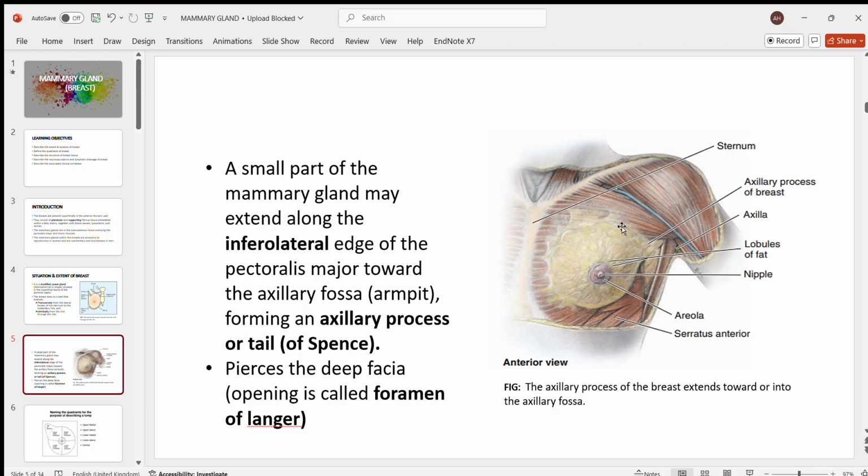The breast is divided into four quadrants. The upper outer quadrant of the breast gives a tail, which is called the axillary process of breast or the axillary tail of Spence. Here it is surrounded by the pectoral fascia, and in this area the axillary tail of Spence pierces the pectoral fascia to enter axilla. The foramen through which it passes is called the foramen of Langer. Here this is foramen of Langer.